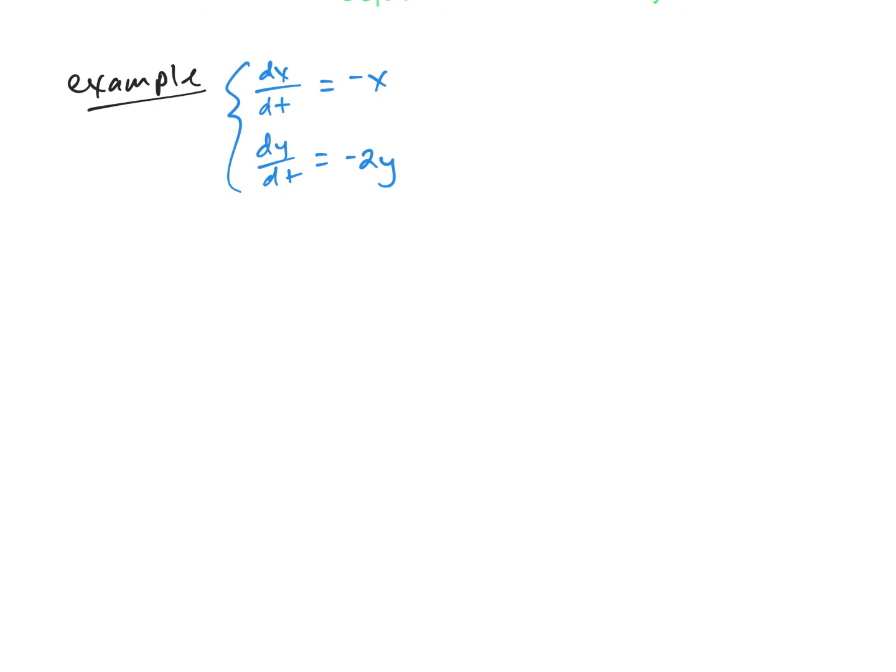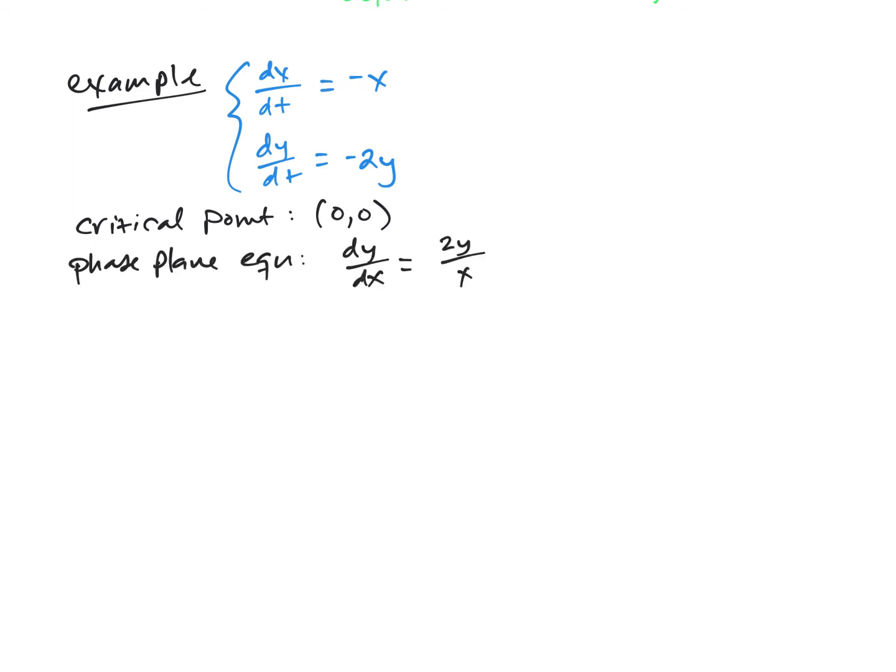So here's our system, and the first thing we're going to do is find the critical points, which is really obvious here. So we just set dx/dt and dy/dt equal to 0, and so the critical point is 0, 0, the origin. And then the phase plane equation is this. It's dy/dx, and I'm just putting this divided by this, and so the negative signs cancel. So now what I want to do is draw the slope fields that we learned about back in chapter 1 for this equation.